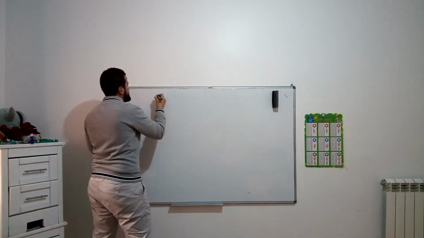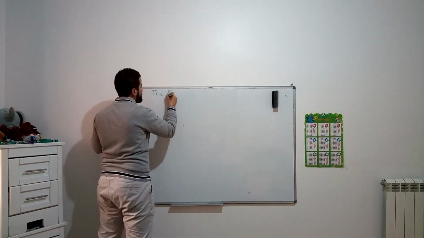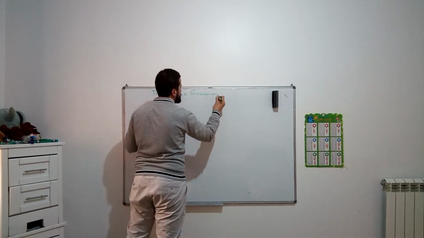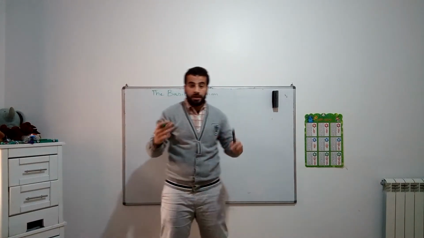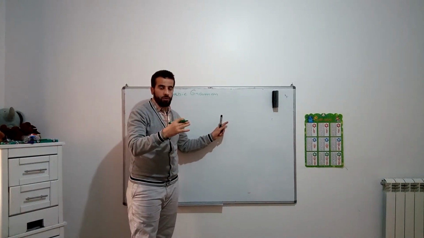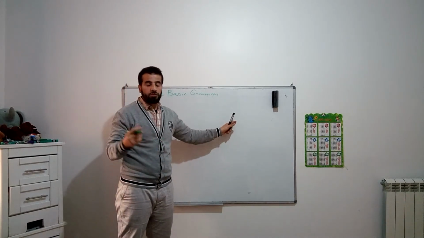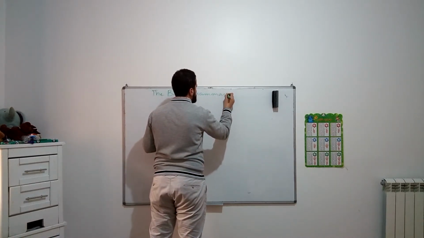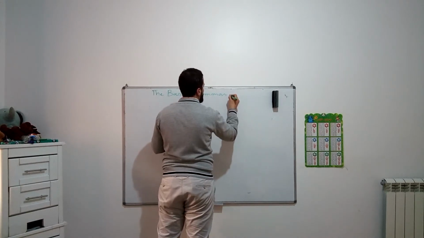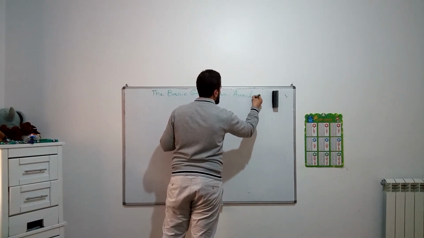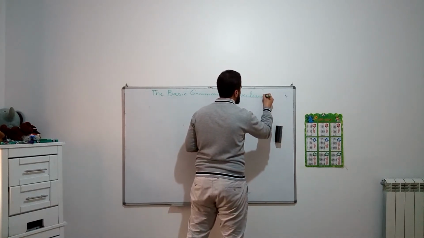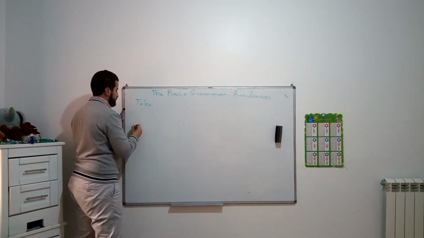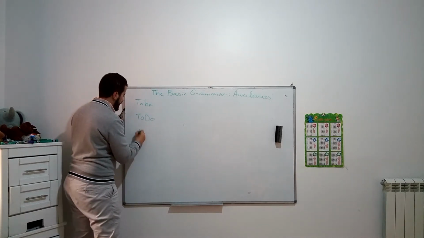So, the basic grammar. I'm going to start with a platform. In order to understand the language, after the alphabet, of course, A, B, C, D, etc., you're going to learn this in order to form words and phrases. So, the basic grammar: auxiliaries. Now, the first things are to be, to do, and to have.